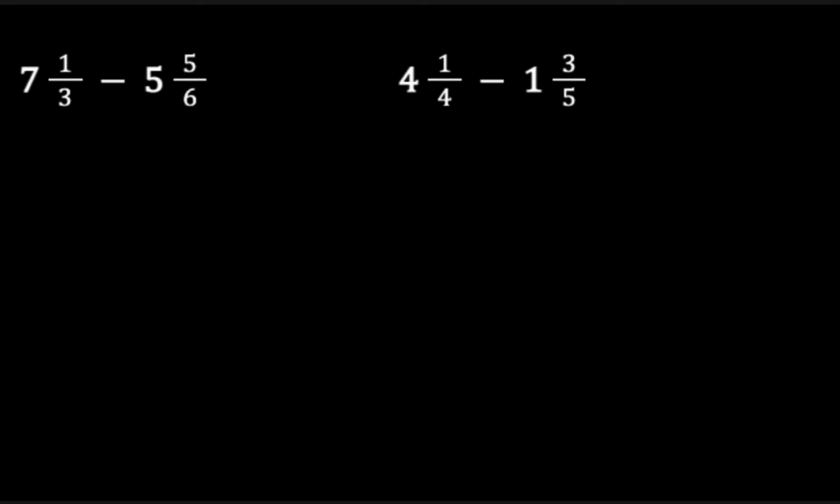So I have the fractions 7 1/3 minus 5 5/6. So what I'm going to do is focus on the whole numbers. So I have 7 here and 5 here, and I'm going to subtract them. So 5 from 7 equals 2. The next thing I'm going to do is take and bring down 1/3 minus 5/6.